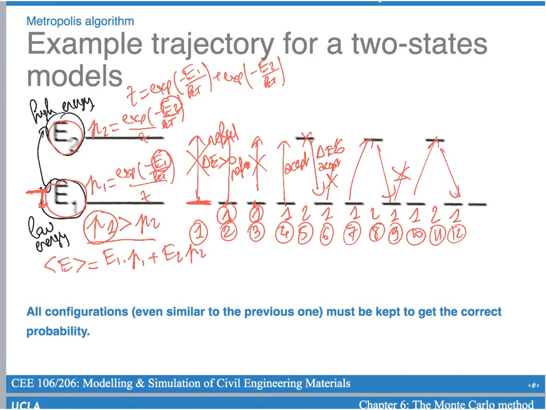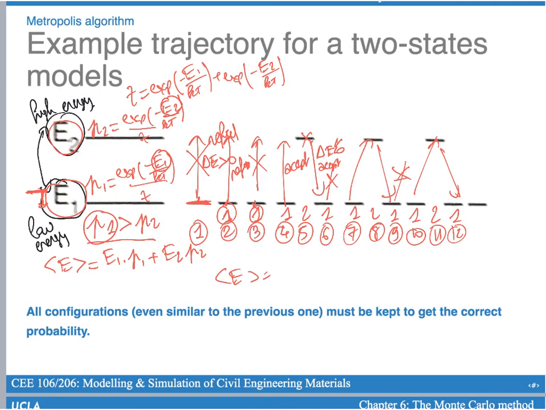Whenever you are in state 2, you will always accept going back to state 1, because the energy is decreasing. But if you are in state 1, you have a given probability to either accept or refuse to go to state 2. So this is a good example to understand how you would calculate the average energy. In this case, you would just sum the energy that you have over all the Monte Carlo moves.